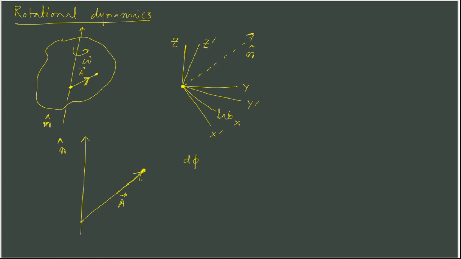So the easiest way to do that is to take the components of A. Let's say we call this angle theta. Then A can be written as A cosine theta n, which is this length, plus A sine theta n perpendicular. So let n perpendicular be the unit vector perpendicular to n and in the same plane which contains basically n and A. Now suppose we rotate A by an angle phi about n. Then of course, the new position of A would be here.